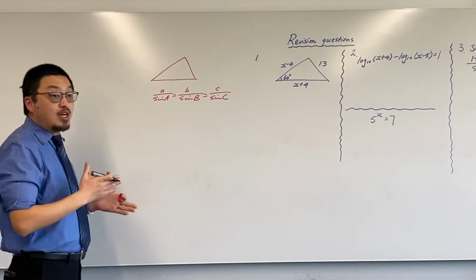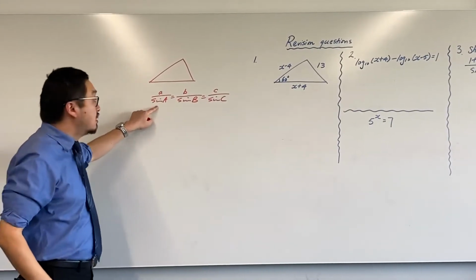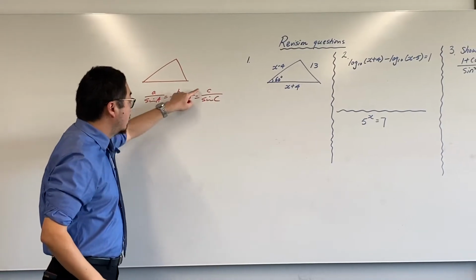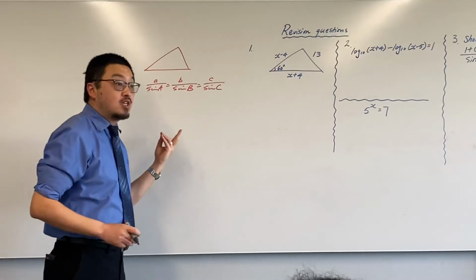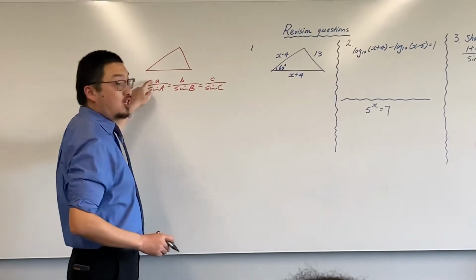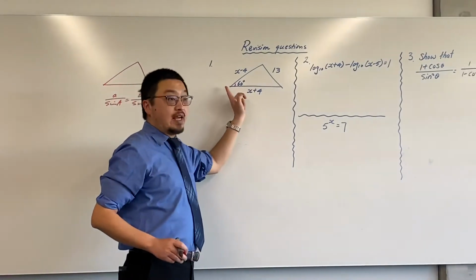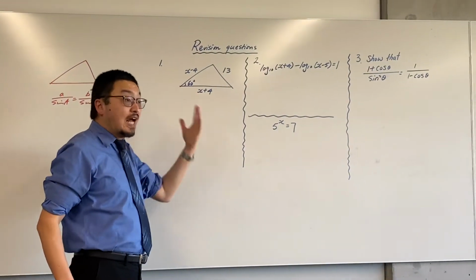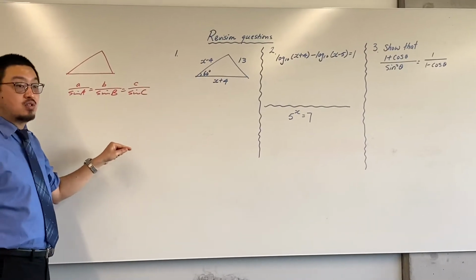At the moment, if we're not sure where we're heading, sine rule says side, opposite angle, side, opposite angle, side, opposite angle. So I must choose two angles in sine rule. Here, I only know one angle, the one in between. So that doesn't give me enough information. I cannot use sine rule, so I use cosine rule.